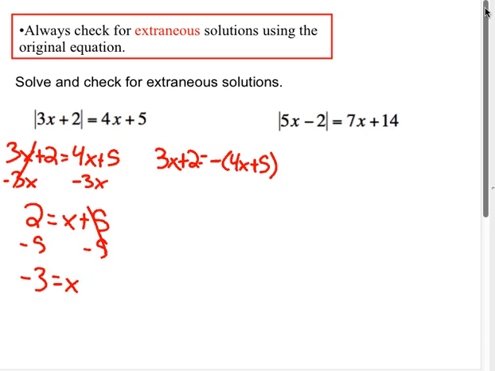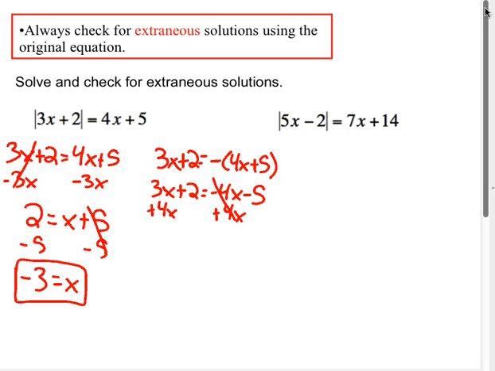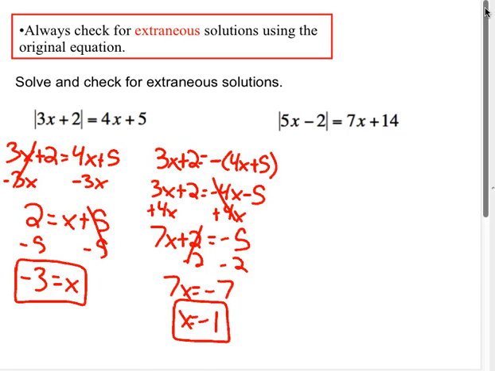So this half, I'm getting x is -3. Over here, I distribute the negative. This time I'm going to choose to add 4x to both sides. So I get 7x plus 2 equals -5. Subtract 2. So 7x equals -7. Divide by 7 to get -1.